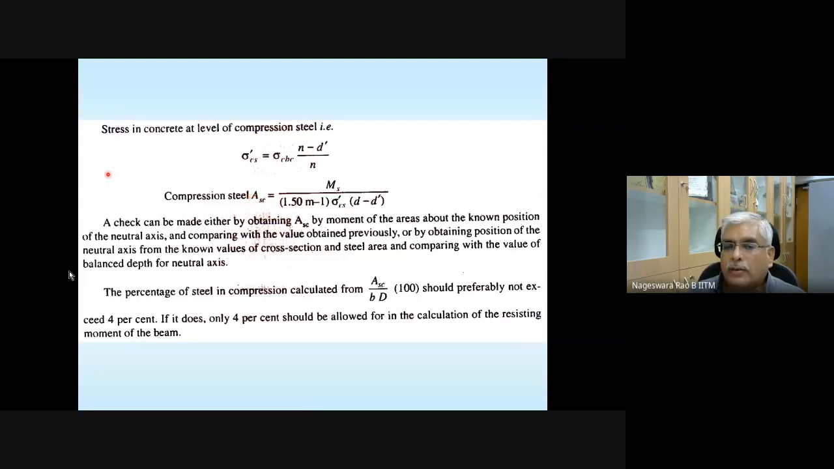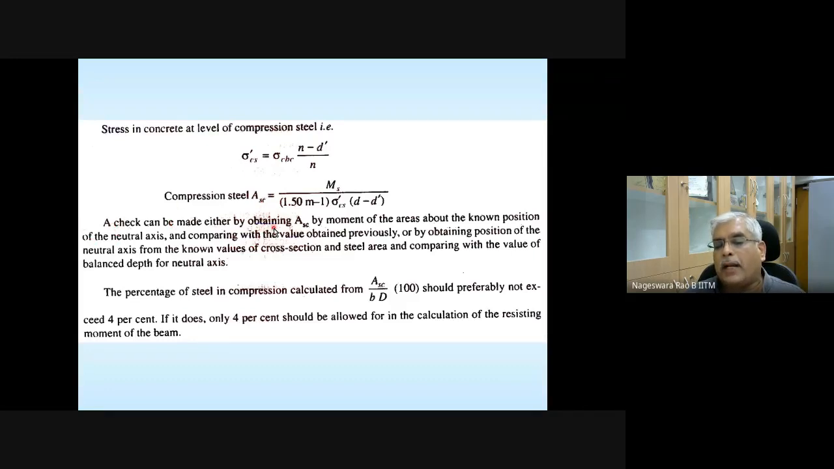Okay, and now whatever amount of compression steel that you got. I told you yesterday, each of the 100 students in the class can come up with different dimensions, different amounts of steel. So how do I check which one is right? Can we have a self check? So that self check can be made like this.